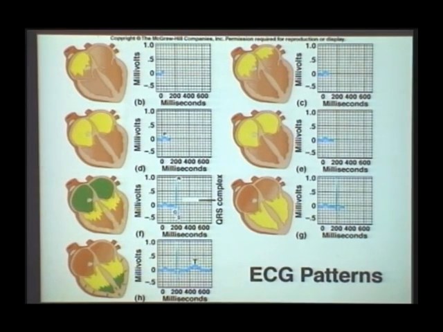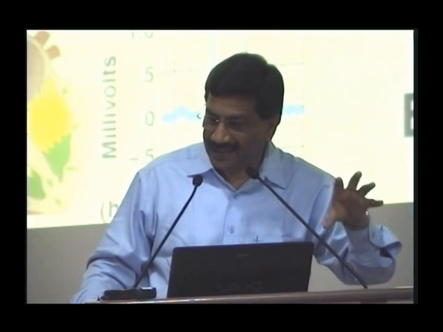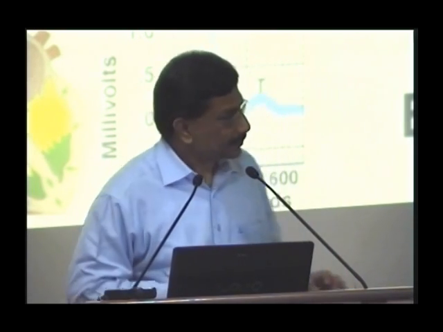So usually in a surface ECG, they happen simultaneously. Atrial repolarization is happening, and ventricular depolarization is happening, which is a big event. So the atrial repolarization is submerged inside that QRS complex. So in a normal surface ECG, you do not see the atrial repolarization.